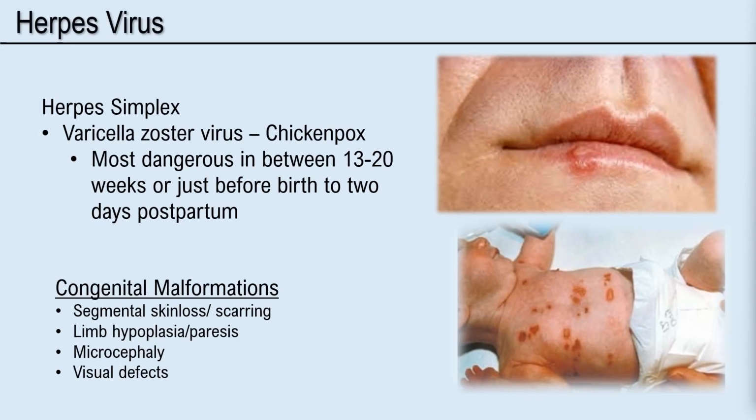The herpes virus. So we have seen a lot of herpes viruses that are teratogens, but one to note is the varicella zoster virus, or chickenpox. Fairly mild if contracted outside the uterus, but can be extremely dangerous in utero or in brand new babies. It is significantly disruptive to the development of the limbs and the central nervous system, but we have also seen segmental skin loss and scarring.